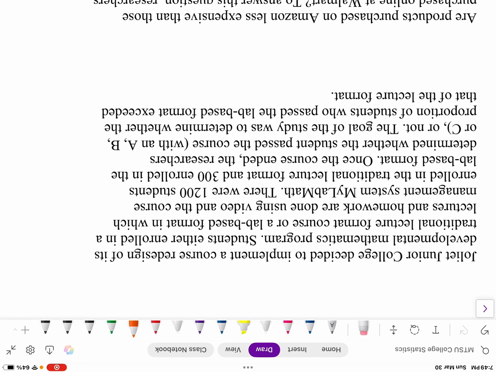Joliet Junior College decided to implement a course redesign of developmental mathematics programs. Students either enrolled in a traditional lecture format course or a lab-based format in which lectures and homework are done using videos and a course management system called MyMathLab. There were 1,200 students enrolled in the traditional lecture format and 300 in the lab-based format. Once the course ended, the researcher determined whether the student passed the course with an A, B, or C, or not. The goal of the study was to determine whether the proportion of students who passed the lab-based format exceeded that of the lecture format. Again, this would be an example of independent sampling.